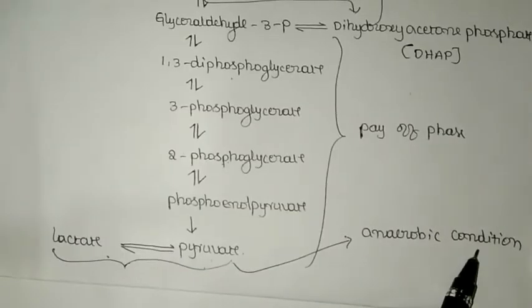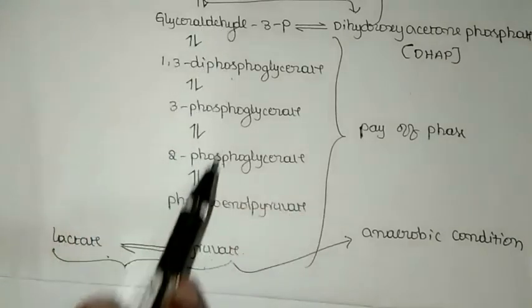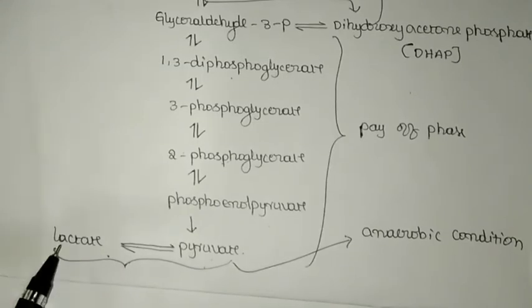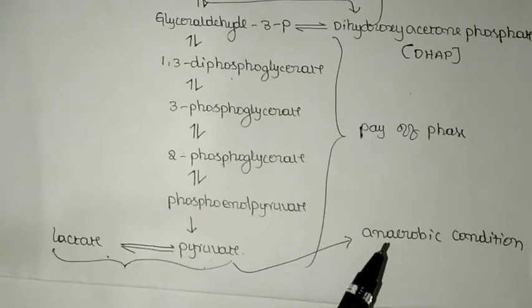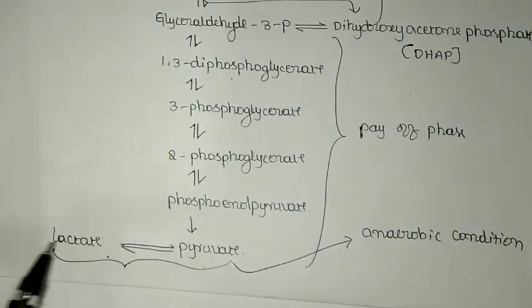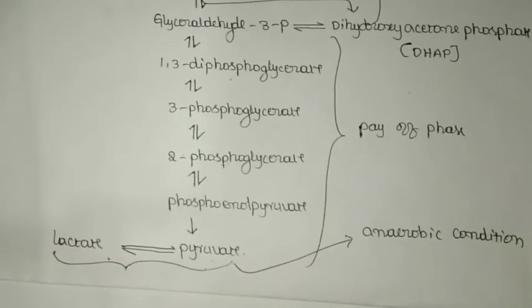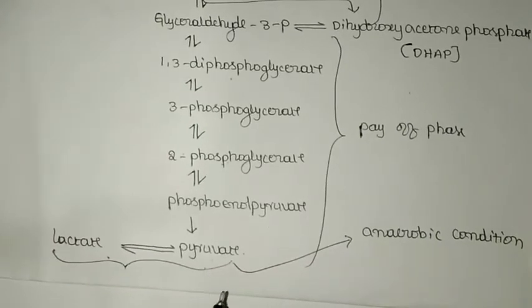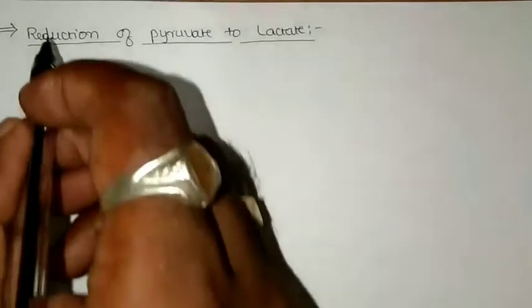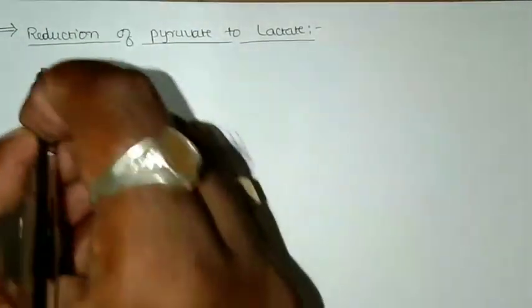In anaerobic condition, the pyruvate molecule which is produced in the glycolytic pathway will undergo reduction so as to produce lactate. Now we shall see how that reaction occurs and which enzyme takes part in the conversion, strictly speaking the reduction, of pyruvate into lactate. So now we shall see the reaction of conversion of pyruvate into lactate.